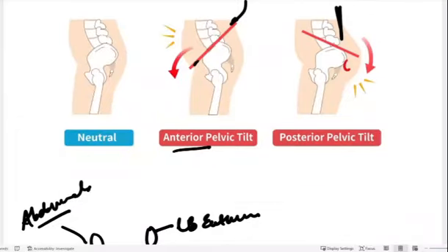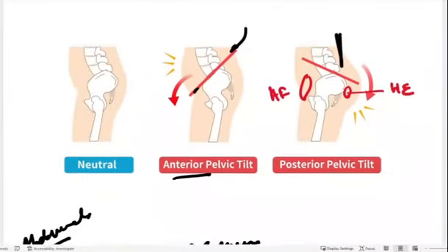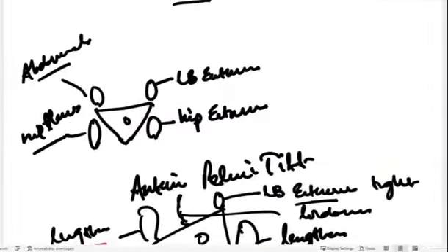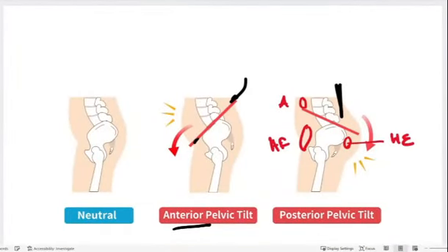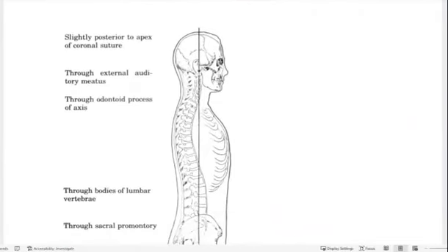In your posterior pelvic tilt, your hip extensors would become tight, your hip flexors would become lengthened. Okay, I would write HE, hip extensors, HF, hip flexors. Sorry about that, and then your abdominals, A, would become tight, and then your low back extensors, E, would become lengthened. Okay, and your spine would basically go into reduced lordosis position here. Okay, so this is the alignment of that.